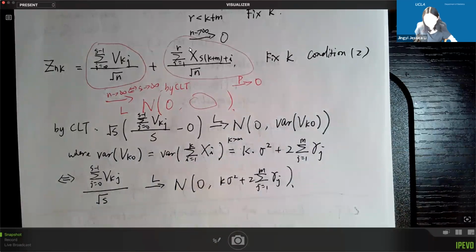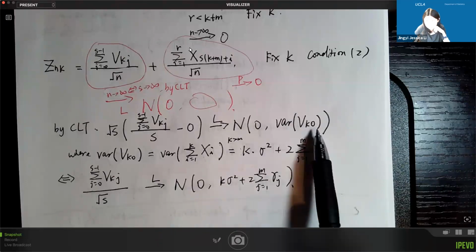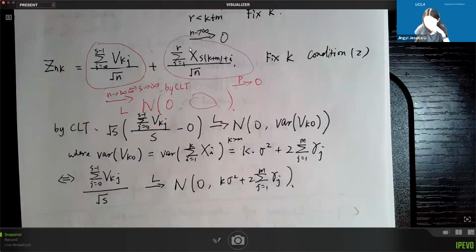However, that's not a real problem because, why is that? Let me see if I missed something. I think I might have missed something here. It's k times sigma square. Vk0 is the partial sum. Vk, okay.